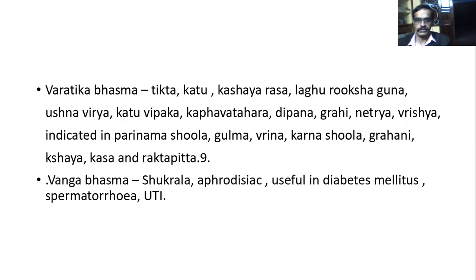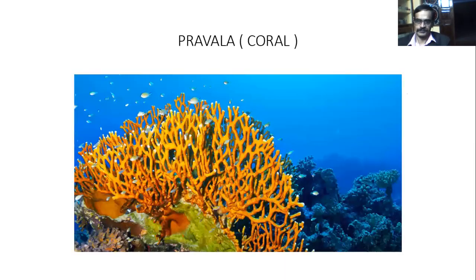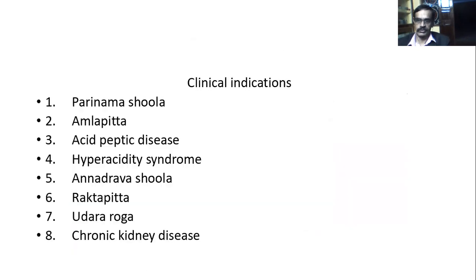And Vanga Bhasma is Shukrala, aphrodisiac, usually useful in diabetes mellitus and spermatorrhea. So this is Shankha. This is Varatika. This is the Pravala Mula, coral, and this is Mukta Shukti.